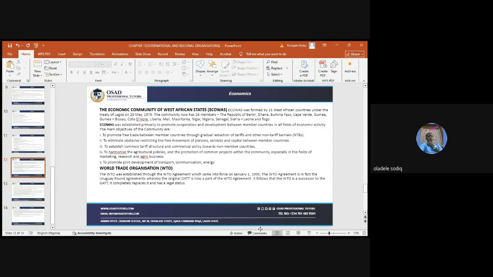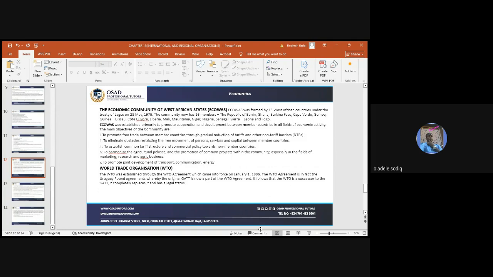Also to harmonize. To harmonize means to make it global, to make it known to people. So to harmonize the agricultural policies and the production of common projects within the community. Another objective of ECOWAS is to promote joint development of transport, communication, and energy. So that is all we have under ECOWAS.